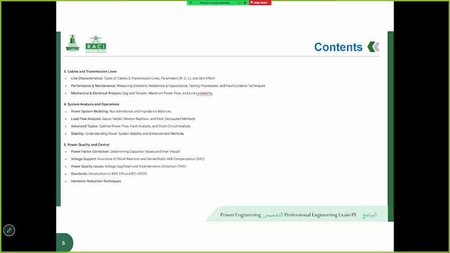So, performance and maintenance. I will explain how to measure dielectric resistance and capacitance, the standard testing procedures, and the techniques used for fault location along the lines. Mechanical and electrical analysis, we will also look at the mechanical aspects such as sag and tension, and key electrical concepts like maximum power flow and line loadability.